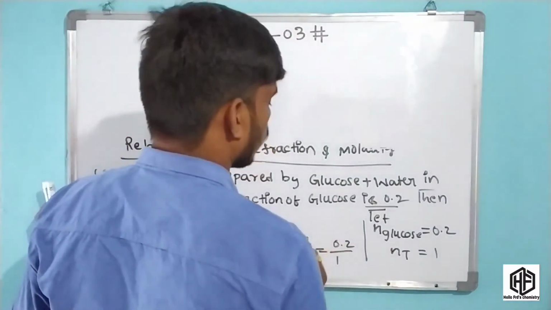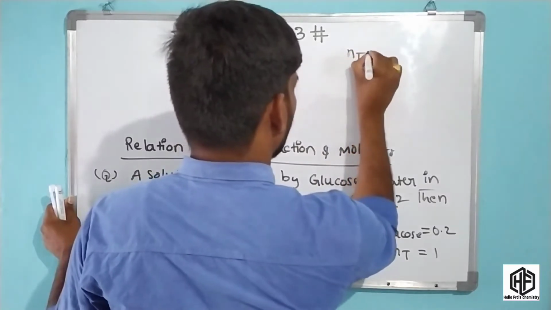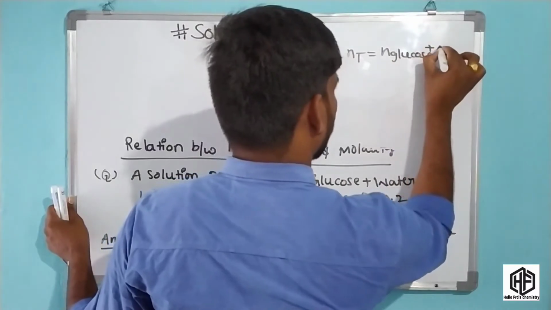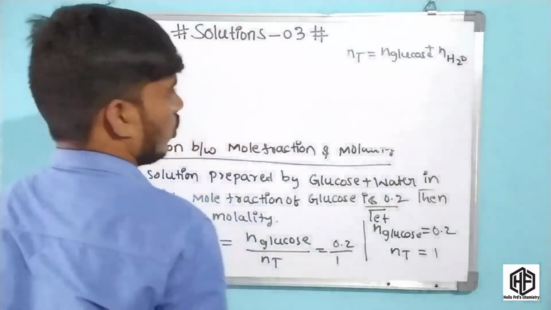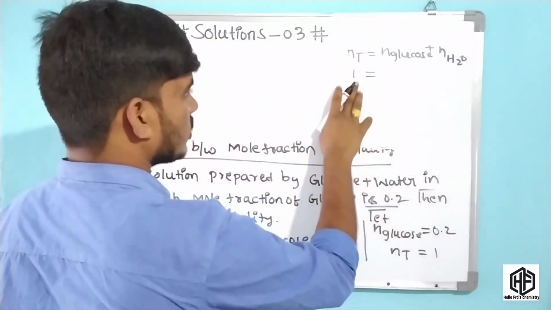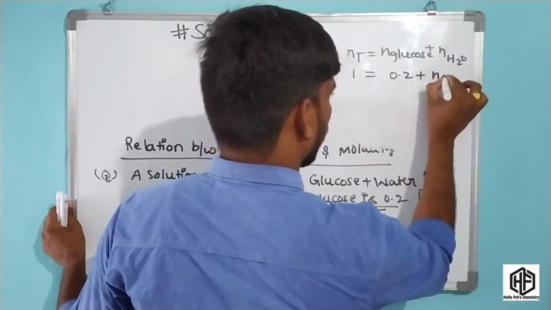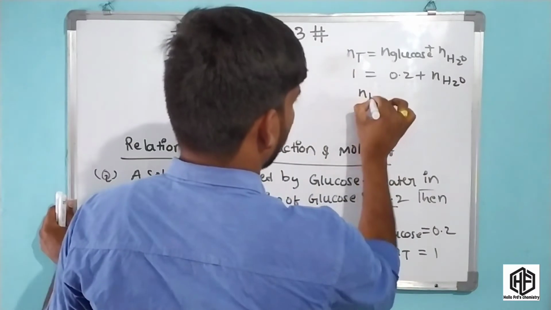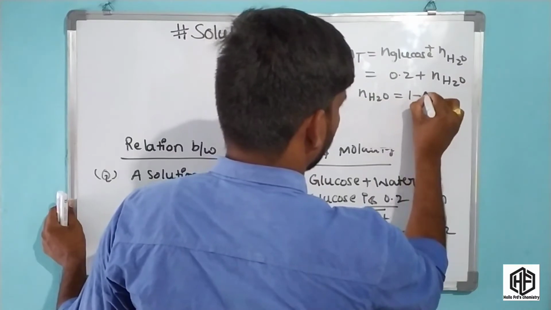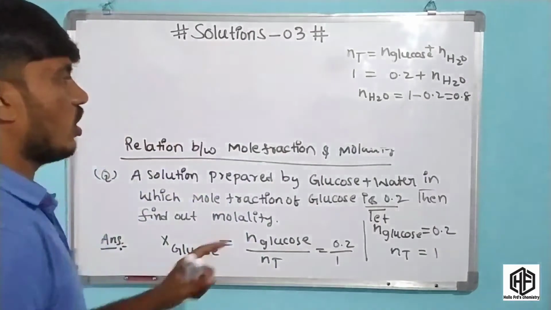Now the total moles is called NT. The total moles is equal to the number of moles of glucose plus the number of moles of water. The total moles is 1, the number of moles of glucose is 0.2, plus the number of moles of H2O. Now we have to calculate the number of moles of H2O, which is equal to 1 minus 0.2, equal to 0.8. This is the number of moles of water.